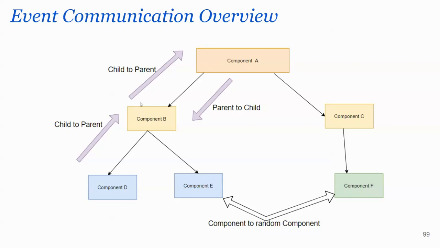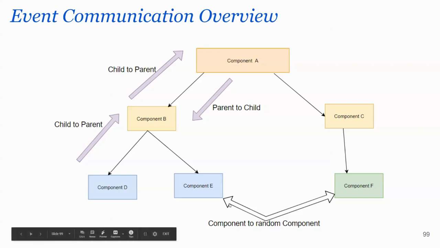The first topic is event communication overview. Till now we have seen how parent to child communication happens in a component and how child to parent communication happens. But there is an issue when there are two components that don't share a common parent. Suppose component E and component F are not connected with any parent, so there is no interconnection or link between these two components.